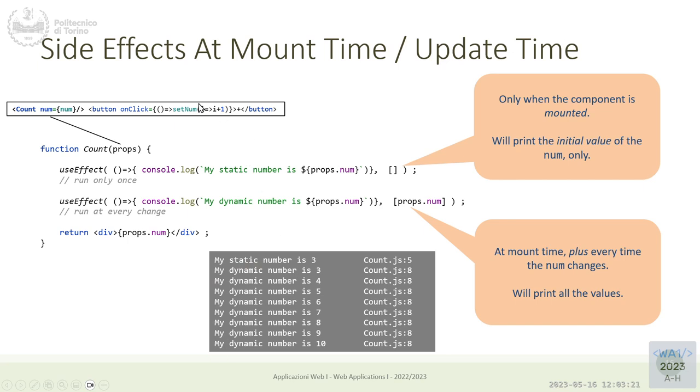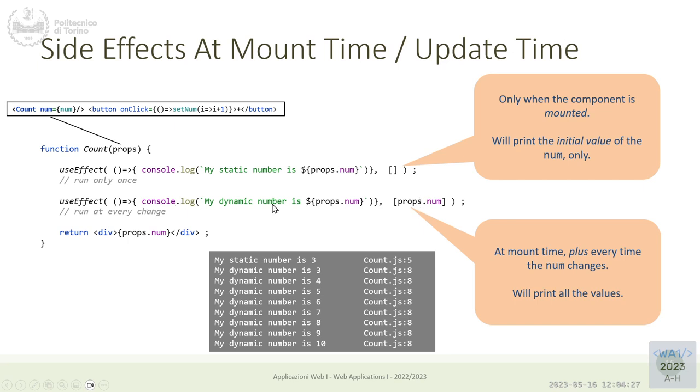On the other hand, every time that I click on the button, the number state is changing, and so the number prop of count is changing. It will compare prop.number with the previous one. It will be different, so the actual order is: prop.number changes, so the component is rendered, so it returns this one. Then it will check all the effects, whether any of them have a dependency on the prop number we changed. This one doesn't have any dependency on number, so we don't execute it. This one does have a dependency on number, and so we execute this. Every time number changes, we print it. And if by chance the new number is equal to the previous one, it will not be executed.